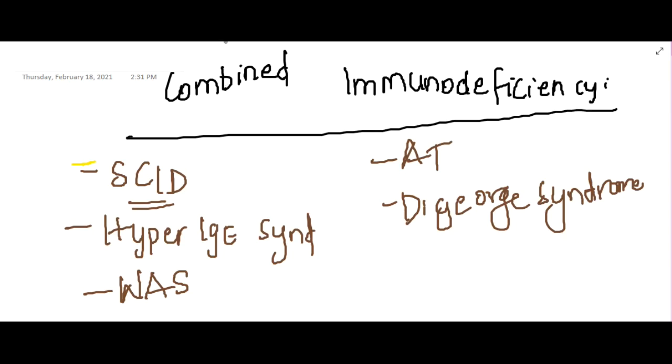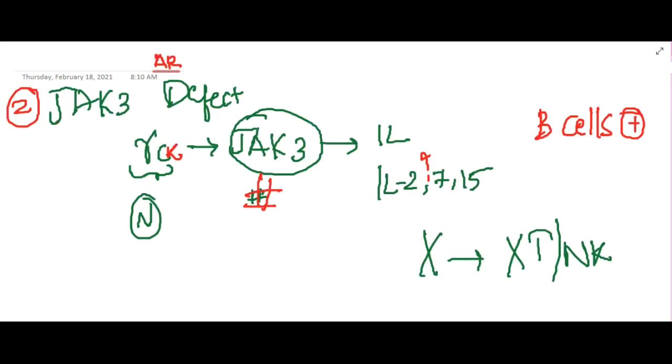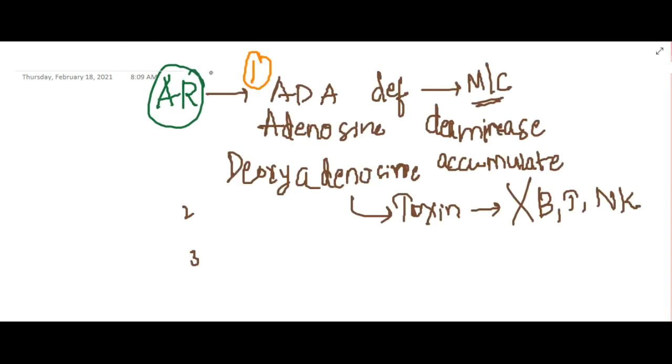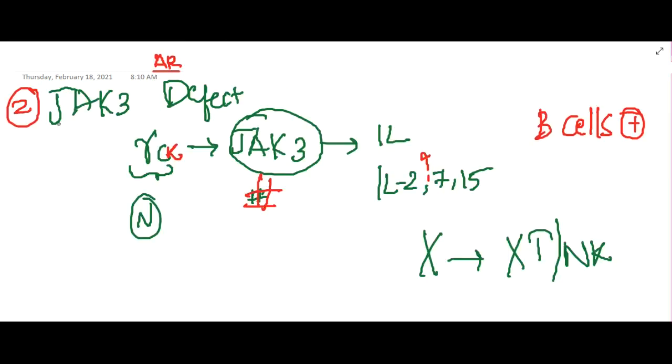Then we have the second type. The second defect is the JAK3 defect. This is the first defect, which is ADA deficiency, autosomal recessive. Now the second defect is JAK3 defect. In this JAK3 defect, the gamma subunit of cytokine is normal, but there is a JAK3 defect.